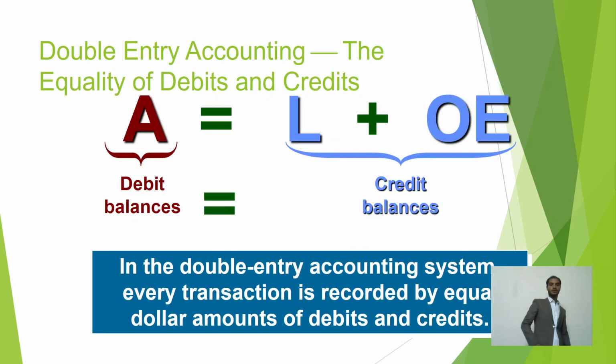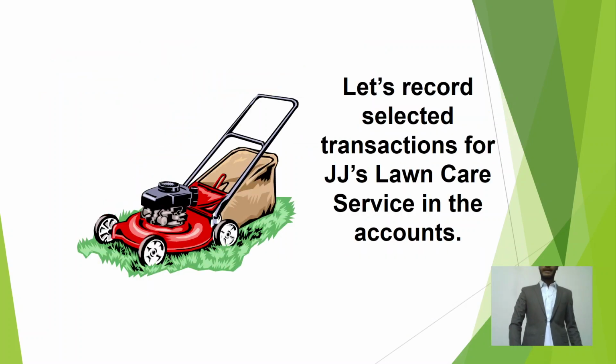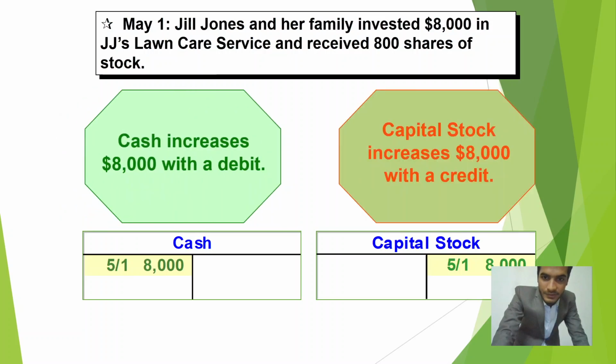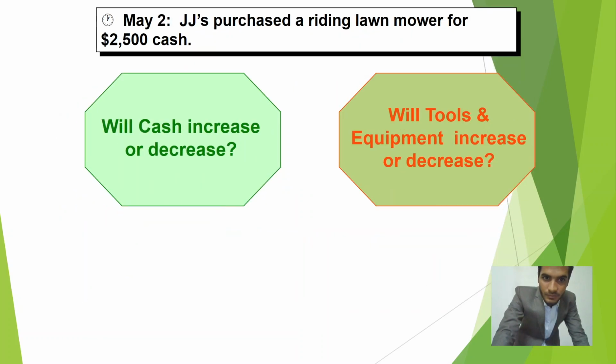Double entry accounting is the equality of debits and credits. Assets are called debit balance, and liabilities plus owner equity are called credit balance. In the double entry accounting system, every transaction is recorded by equal dollar amounts of debits and credits. Let's record a select transaction, Judges Lawn Care's, which we have discussed some time ago. Now, will cash increase or decrease? Will capital show increase or decrease? Now here are some numericals.